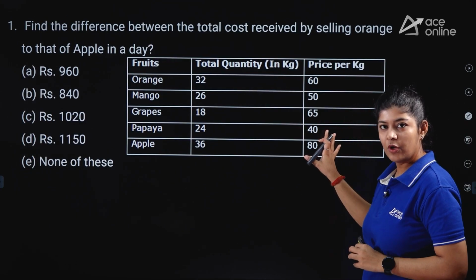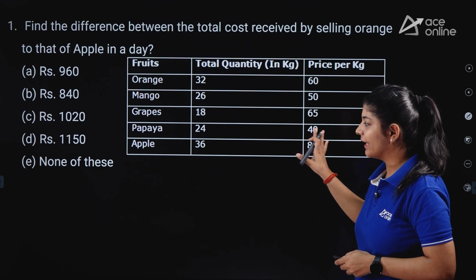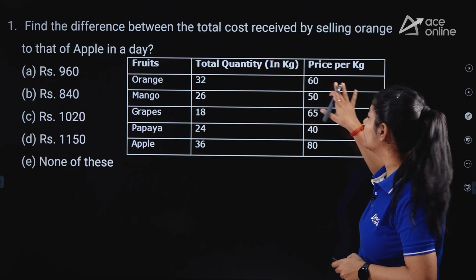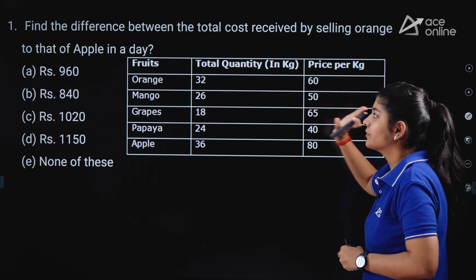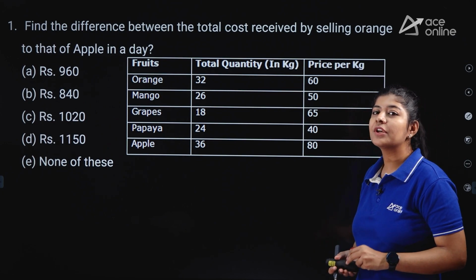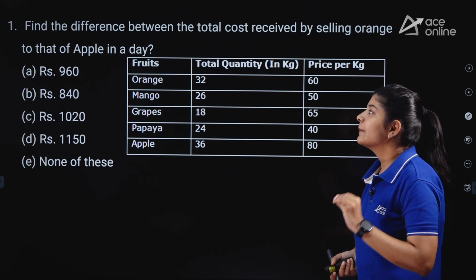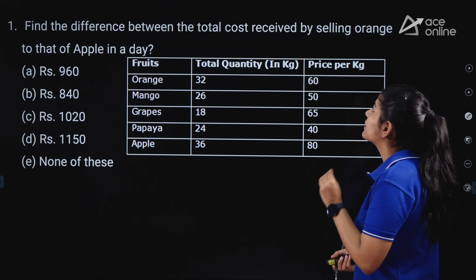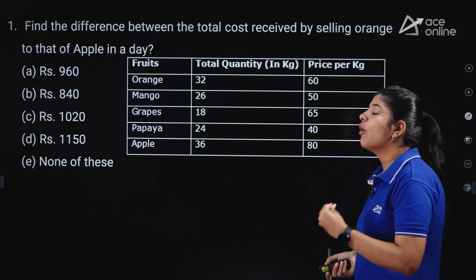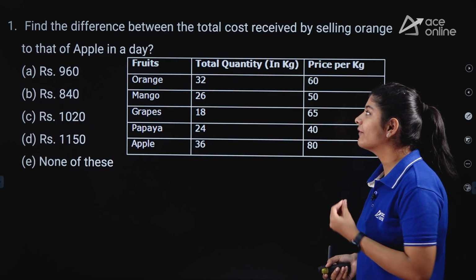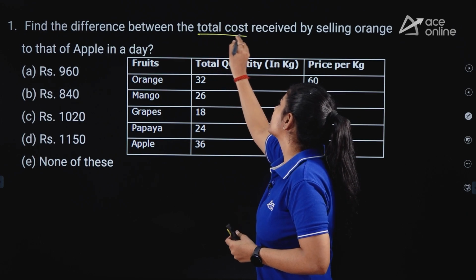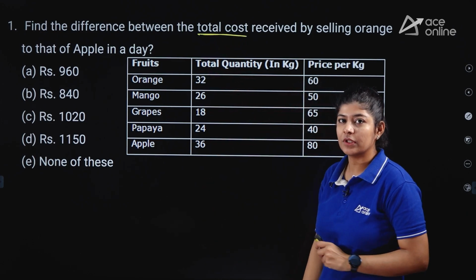Here you are also having your table and you know that the total cost is nothing but the total quantity into the price per kg. So in the first question, what you have to determine is the difference between the total cost received by selling orange to that of apple in a day. Now what we have to do is focus on the total cost.